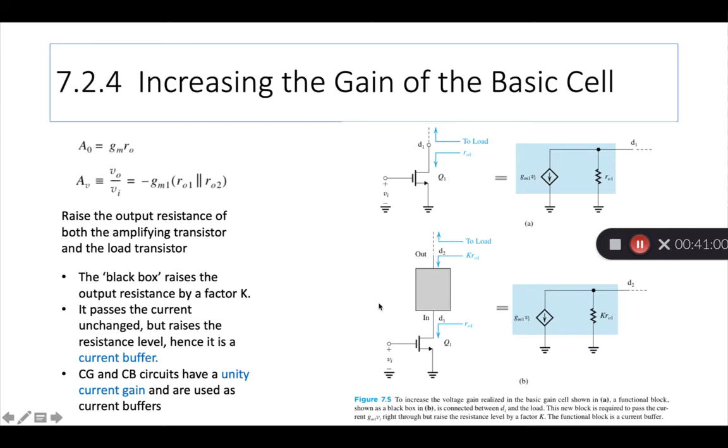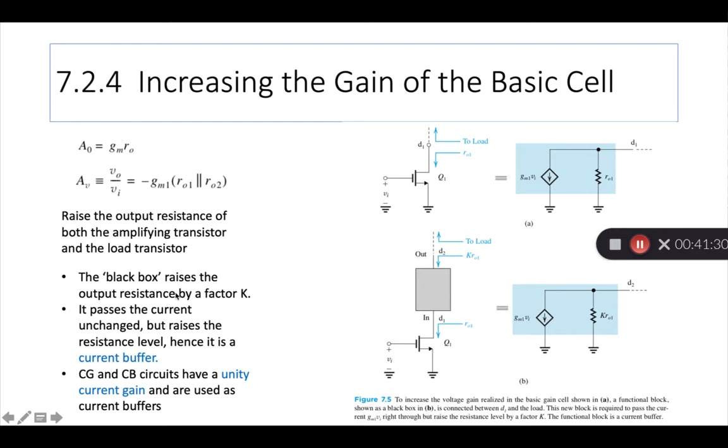All it has to do is not mess with the current, keep the biasing current the same, but just raise the resistance by a factor of K. K may be 10, 100, whatever, right? So whatever this resistance is, just multiply it by a value K. Can we do that? That would be wonderful, right? Then we can say the gain of this whole circuit has increased.